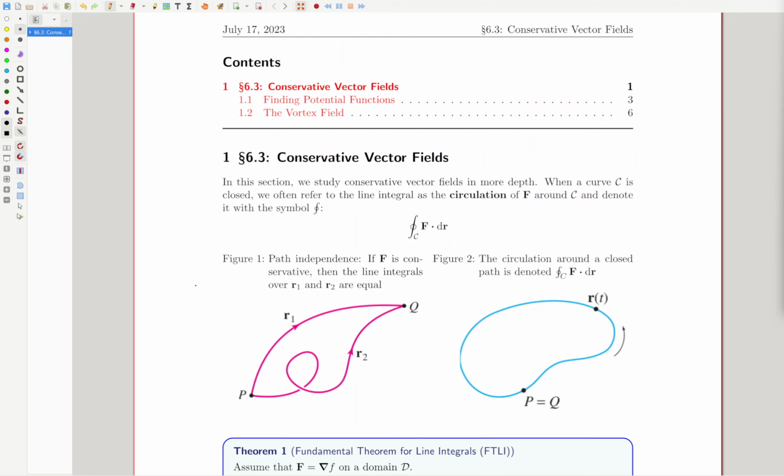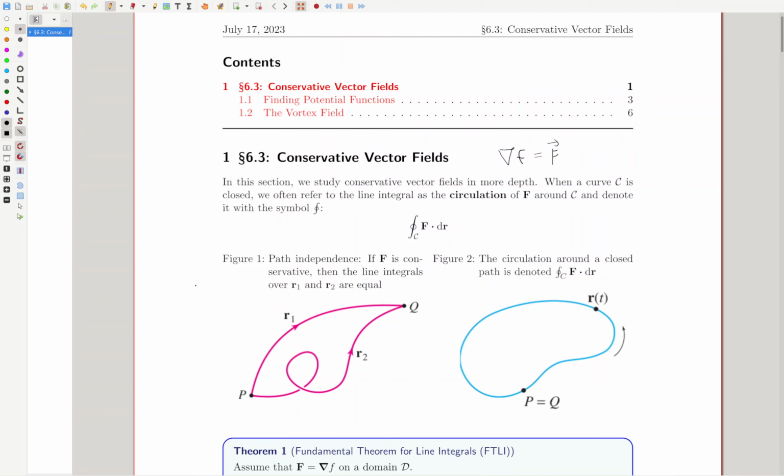So now we're going to go into more detail with conservative vector fields. First of all, let's just recall what a conservative vector field is. A conservative vector field is a vector field that arises as the gradient of some potential function. So we have this kind of expression, right? If capital F is the gradient of little f, then capital F is a conservative vector field.